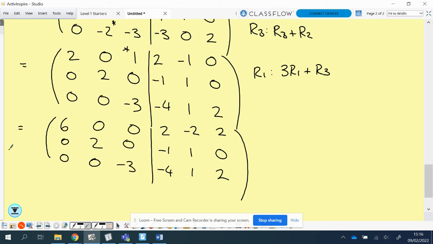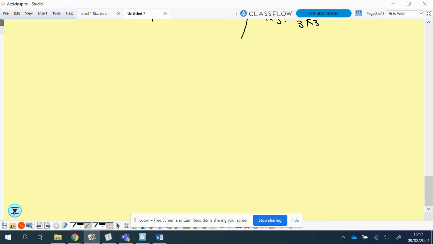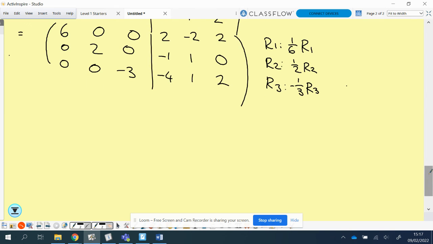Okay. So what we're now going to do is we're going to change row 1 by just taking a sixth of row 1. We're going to change row 2 by taking a half of row 2. We're going to change row 3 by taking negative a third of row 3. Okay, so do you understand why it's got to be negative a third? Because I need that to be a 1 there. Okay, not just negative 1. It's got to be a 1 there. And what that leads to, oh, just lost all my working again. So what that leads to is I'm going to have the identity matrix here.